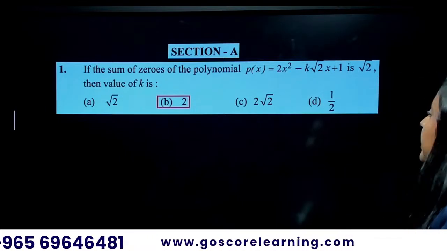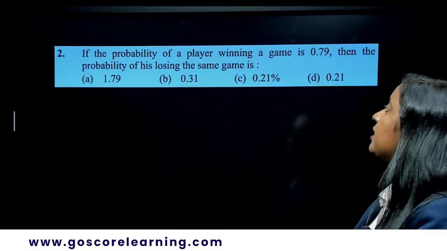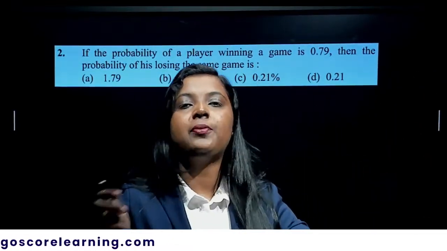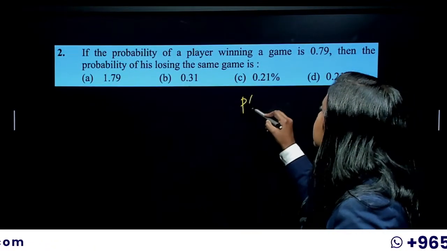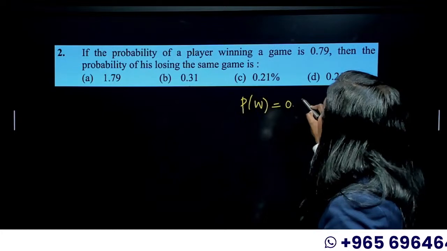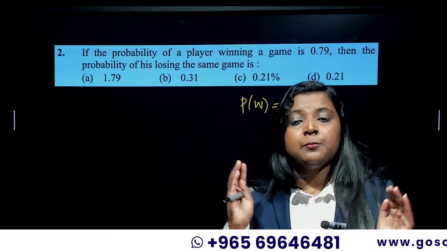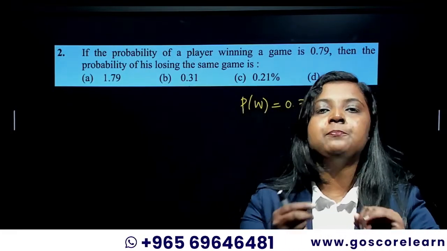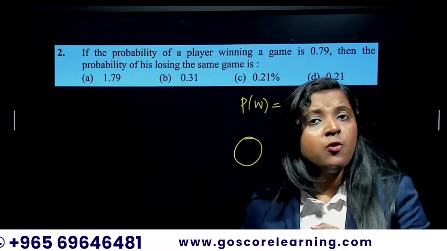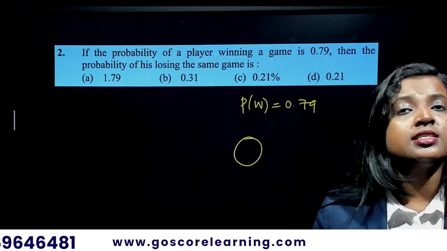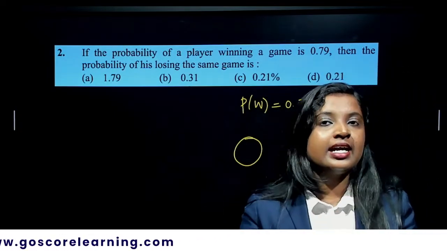Then the second question is from probability. If the probability of a player winning a game is given as 0.79. We know that the total probability of any event is equal to 1. So let us consider the probability of getting a head. I have a coin with me. I am tossing a coin. How many possibilities are there when you toss a coin? You have just two possibilities. One is getting a head and the other one is getting a tail.